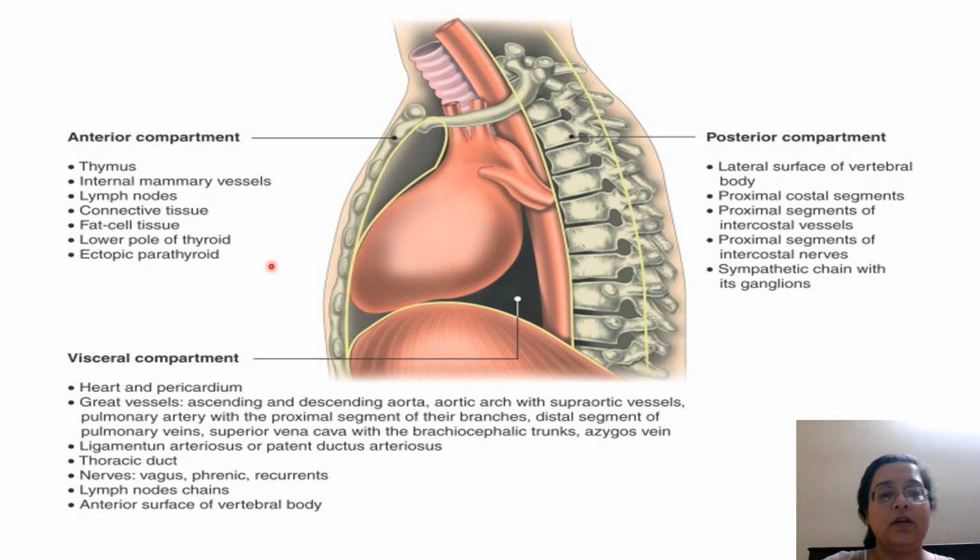Then if you go deeper into the middle part of the mediastinum, you're going to get the heart and the major vessels that come out of the heart. Then you are going to get the lungs, the thoracic duct, and the nerves: the vagus, the phrenic, and the recurrent nerves. Of course, remember, lymph nodes, vessels, and nerves are common in all 3 chambers.